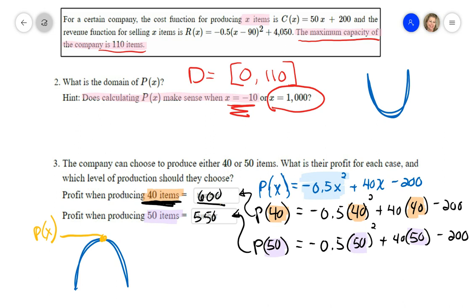I don't know what the maximum is, but let's see, here's my x-axis. Let's say that right here is 40 and right here is 50. When I am at 40, I'm making $600. But when I am at 50, I'm only making 550. You can see that it's lower. The further you go to the right, your parabola is now coming downhill. So the more you produce, the less profit you'll make.